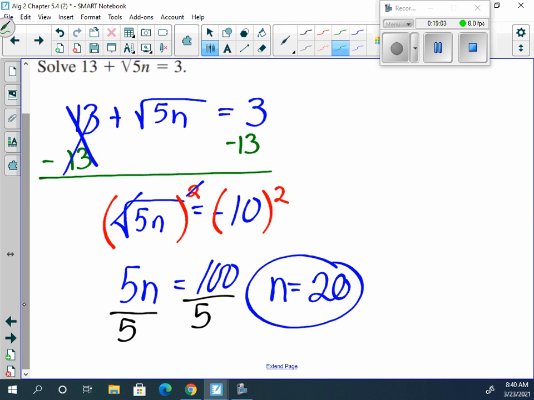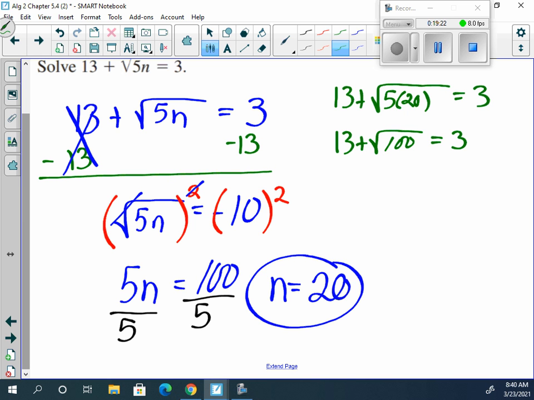Now they keep saying all this about extraneous solutions, so let's just check it to make sure. So it'd be 13 plus the square root of 5 times 20 equals 3, yes? Well, 5 times 20 is 100. The square root of 100 is? So that means this doesn't work, correct? Okay.